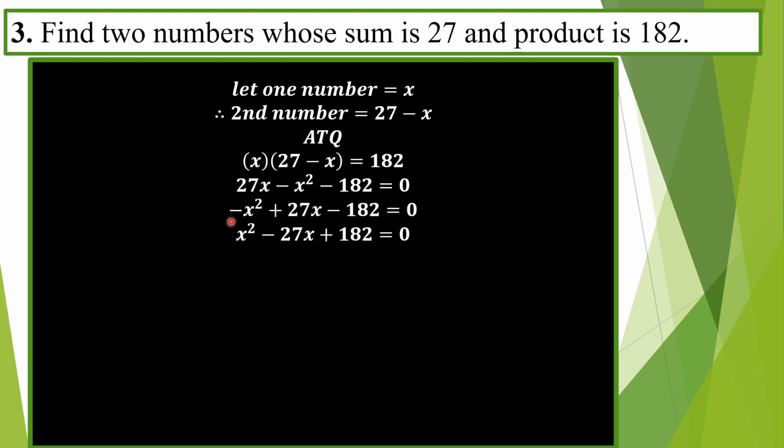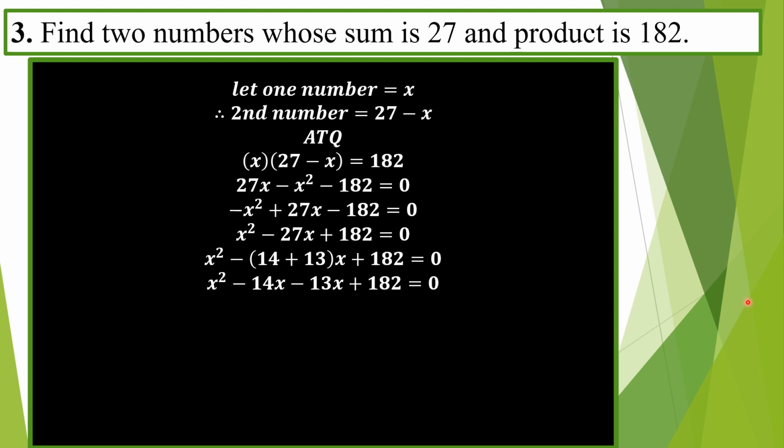So the minus sign is here, minus x squared plus 27x. We are multiplying both sides by minus 1, so minus will be plus, plus will be minus. Then splitting the middle term. So 14 and 13 are two parts of this 27, which gives us the product 182. Then we follow the same procedure.